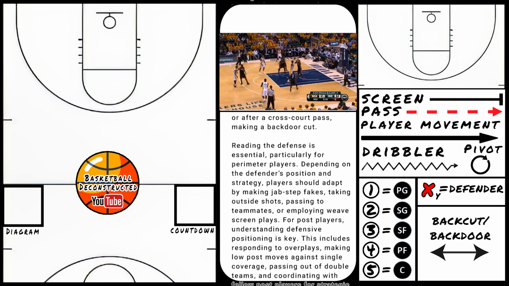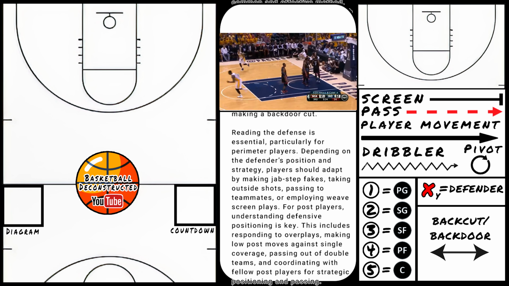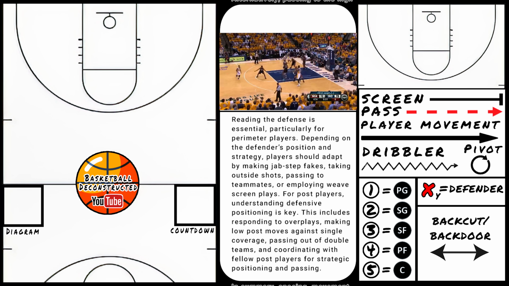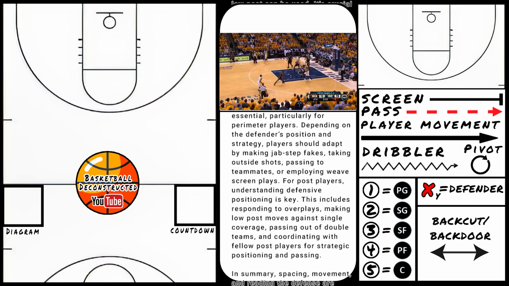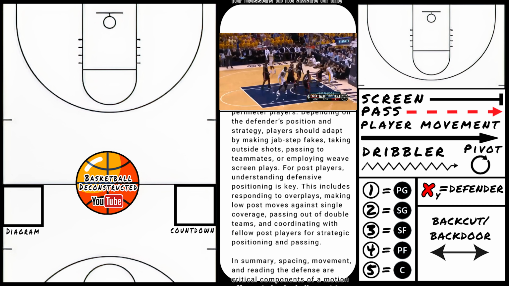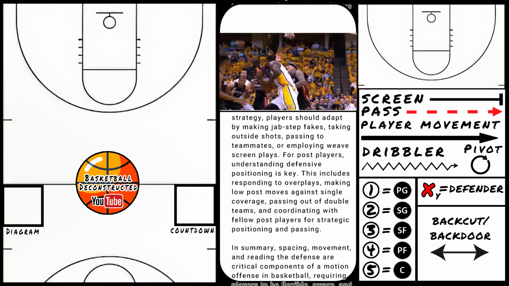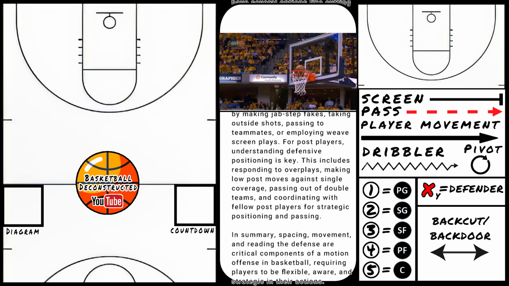Reading the defense is essential, particularly for perimeter players. Depending on the defender's position and strategy, players should adapt by making jab step fakes, taking outside shots, passing to teammates, or employing weave screen plays.